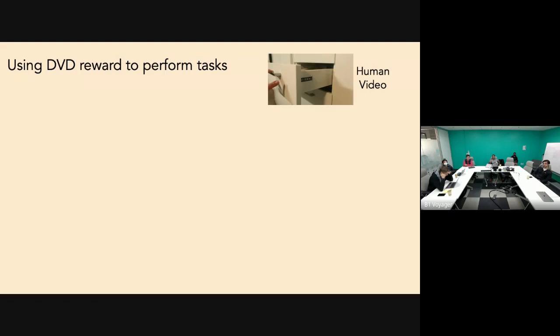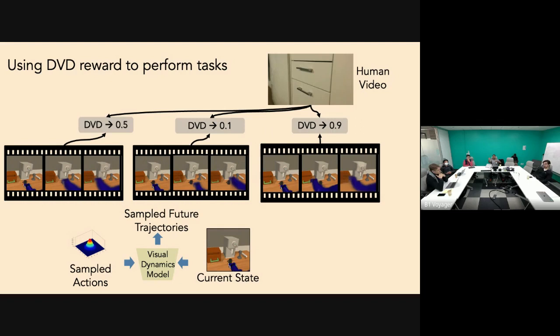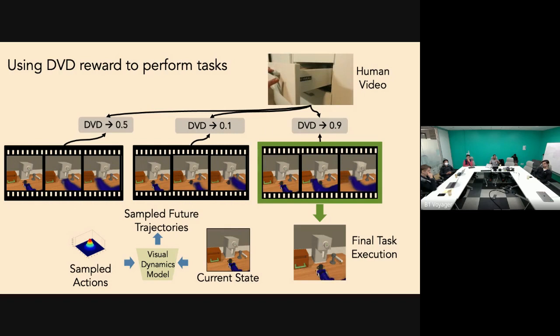So again, we use a visual MPC approach. We have a current state, we have some dynamics model and some actions, and based on different actions, we'll have different predicted future trajectories. We'll rank each of them using DVD. DVD will take the human video that it's conditioned on and the robot's behavior, and score functionally how similar they are. That's how we'll again plan and choose the best action sequence that will ultimately step in the environment. Does that make sense? So the planning is pretty similar to what I was describing with Laurel, just the reward is different.